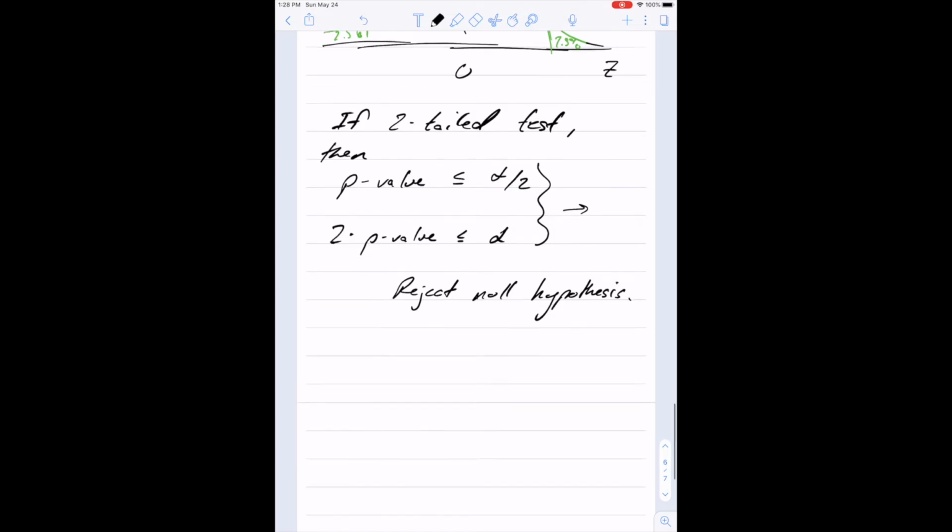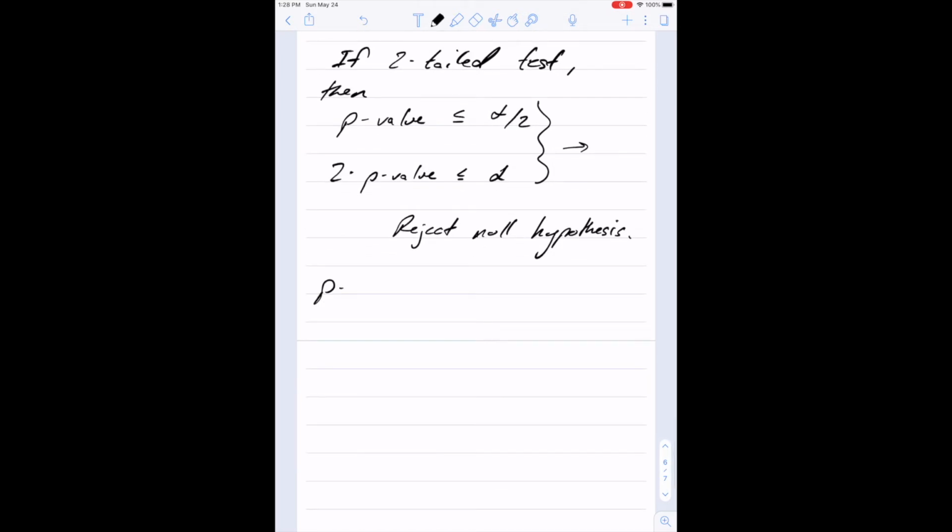On the other hand, if we found that our p-value was greater than alpha over 2, or 2 times our p-value is greater than alpha, accept the null hypothesis.